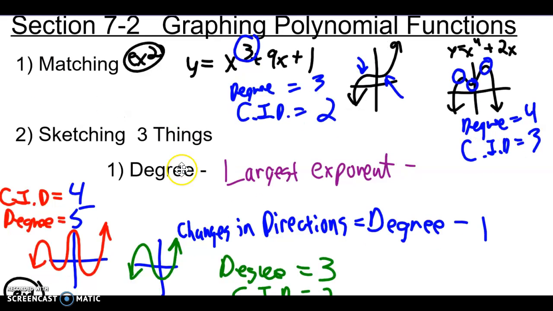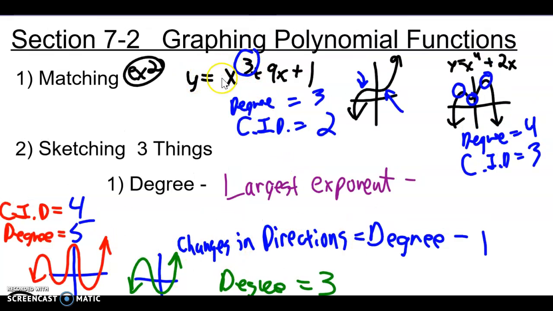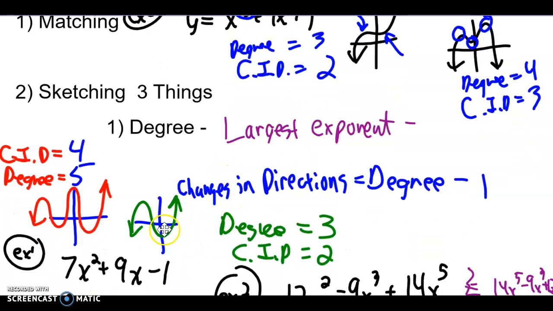Why is a degree important? Because the degree minus 1 is the number of changes in direction. And it goes the other way too. So if I have this example here, y equals x to the third plus 9x plus 1, the degree is 3, but the changes in direction are 2. Let's apply that to a graph. You should be able to go the other way around.